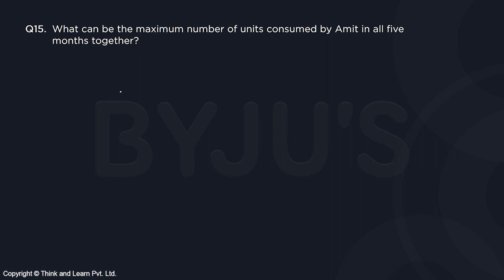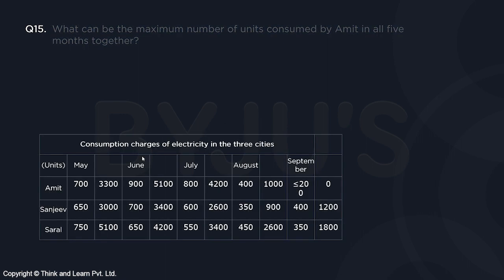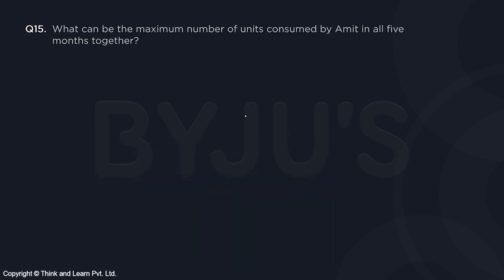What can be the maximum number of units consumed by Amit in all 5 months together? I need the maximum for that. So 700 plus 900, 1600 plus 800, 2400 plus 400, 2800. And this number can be maximum 200. So 2800 plus maximum 200 makes it 3000. So 3000 is the number of units for us. That's our answer.